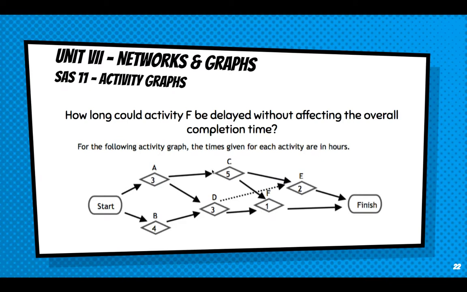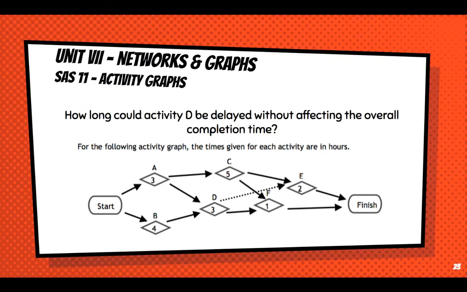But look at this, AC is 8 hours. So the fastest time you can get started on F is after 8 hours. That means after A and C are completed. So if we have 8 hours and an hour to complete F, that means we complete that pathway in 9 hours. So in other words, ACE is a 10-hour pathway. We have 1 extra hour on ACF, so we could delay F by only 1 hour. Does that make sense? Okay.